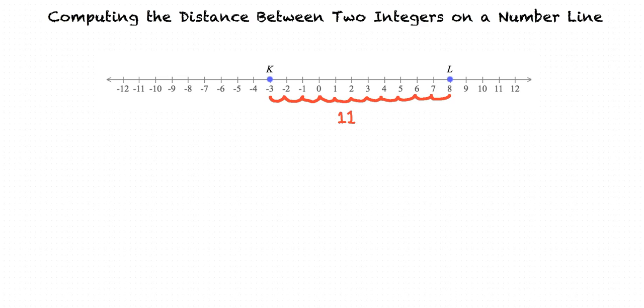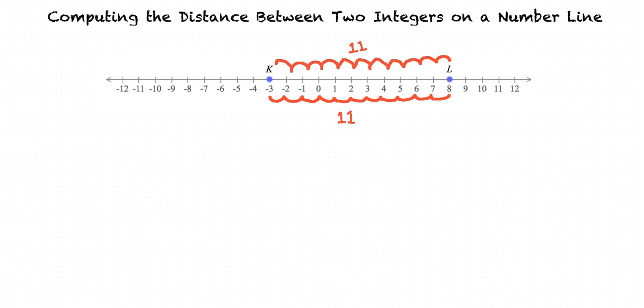We could also count from 8 to -3. So starting at 8, we have 1, 2, 3, 4, 5, 6, 7, 8, 9, 10, 11. Even though we counted in opposite directions each time, from -3 to 8 the first time and from 8 to -3 the second time, we find that the distance between the two integers is the same.